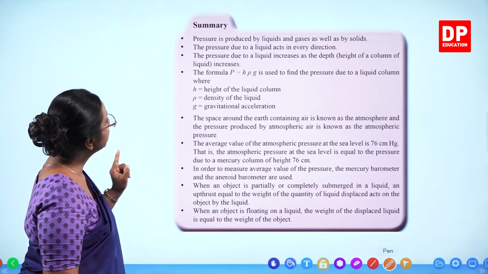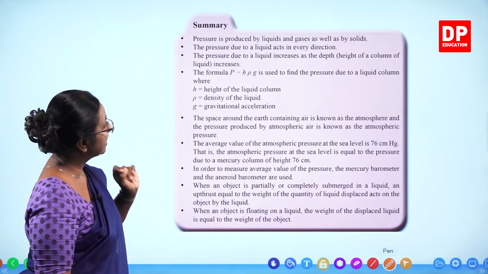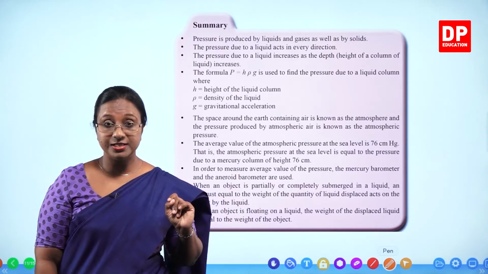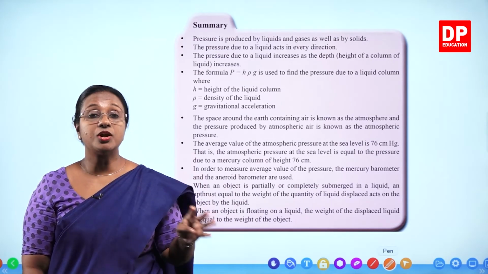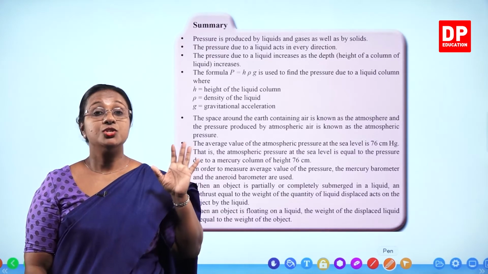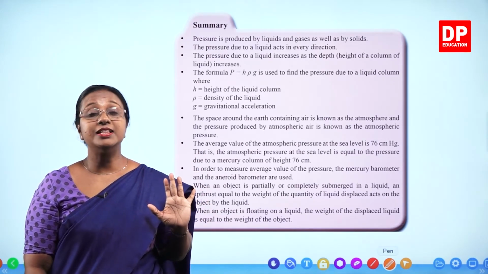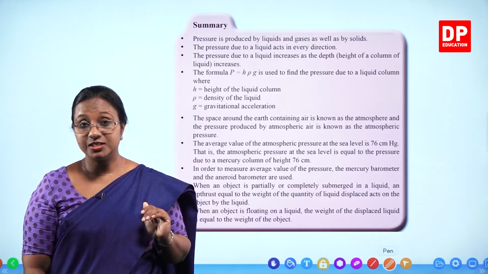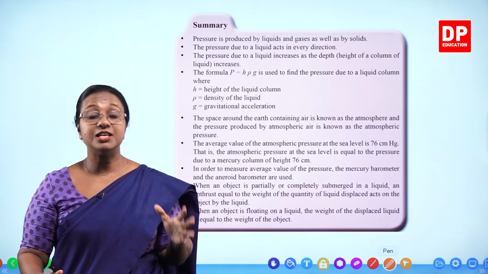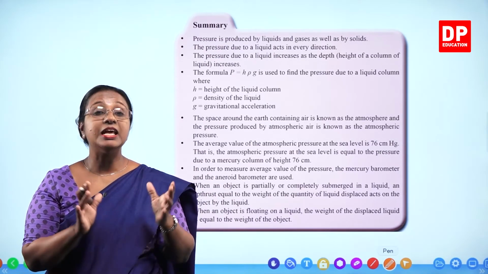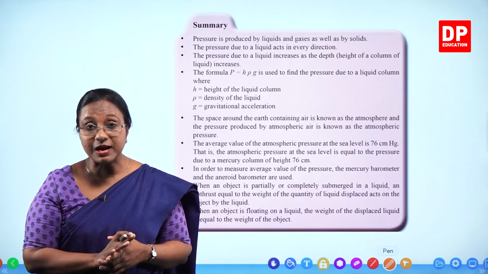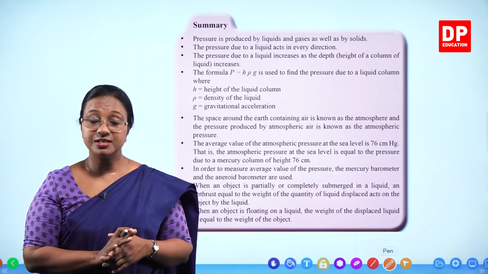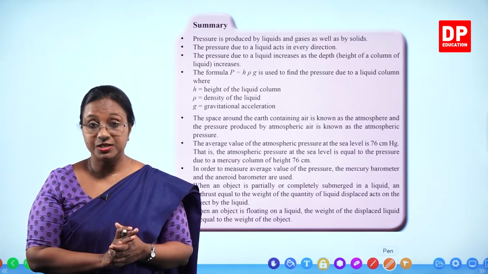Summary: pressure is produced by liquids and gases as well as by solids. So pressure is exerted by all three states: solids, liquids and gases. Normally for solids, we define the pressure as force exerted over a unit area. That is due to the weight of the object. It exerts a perpendicular force, and that divided by the unit area or the surface area is the pressure.